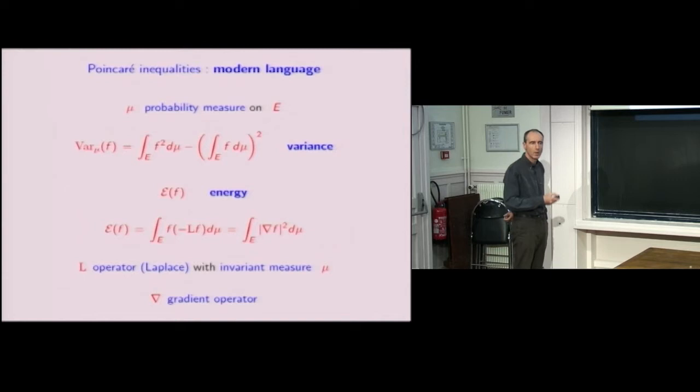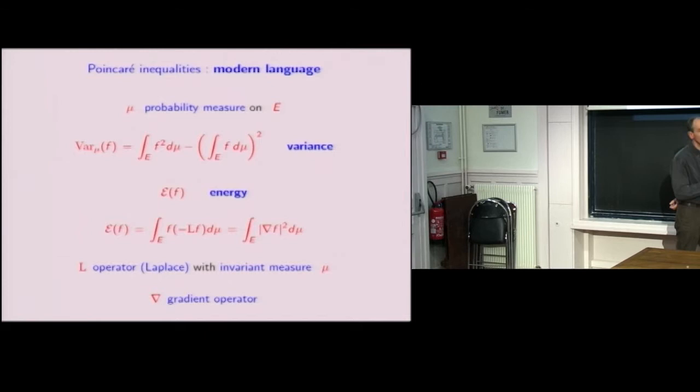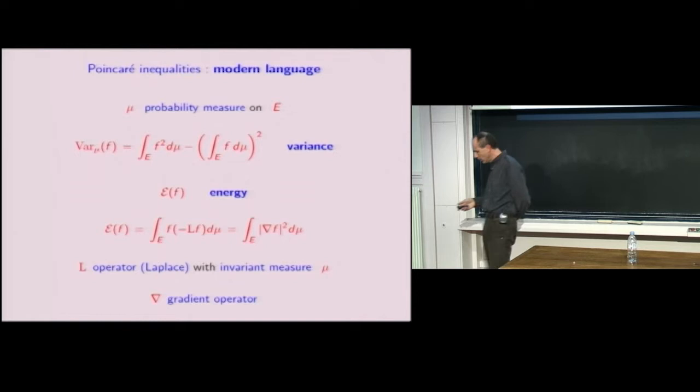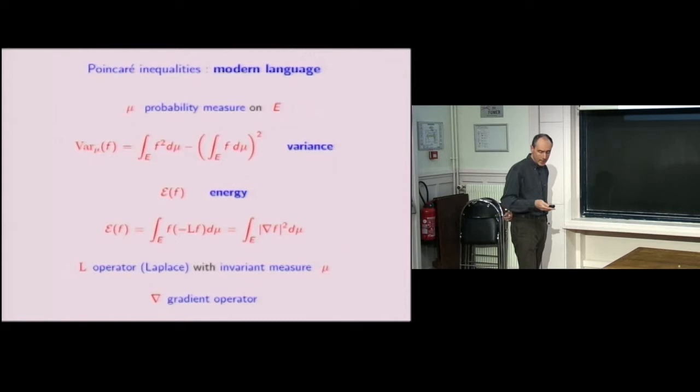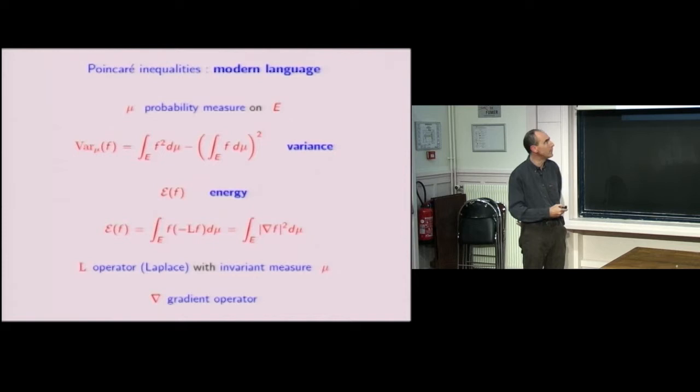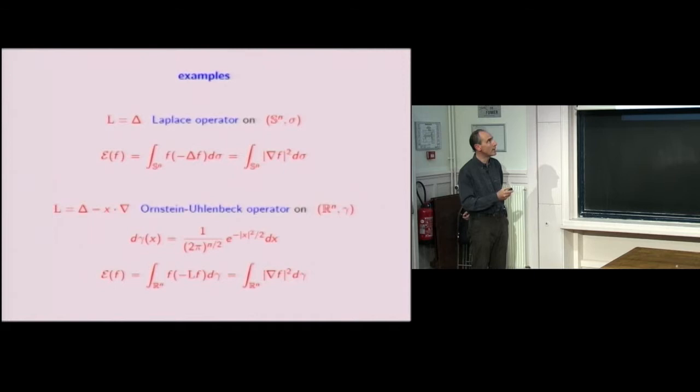And this is actually exactly the framework by Poincaré, using mu, the uniform measure on your convex domain, and then the Laplace operator for the domain, for the class of functions satisfying the Neumann boundary condition. Other examples included in this framework are the ones we just briefly described, namely the one on the sphere, equipped with its normalized uniform measure, for which you have this type of energy.